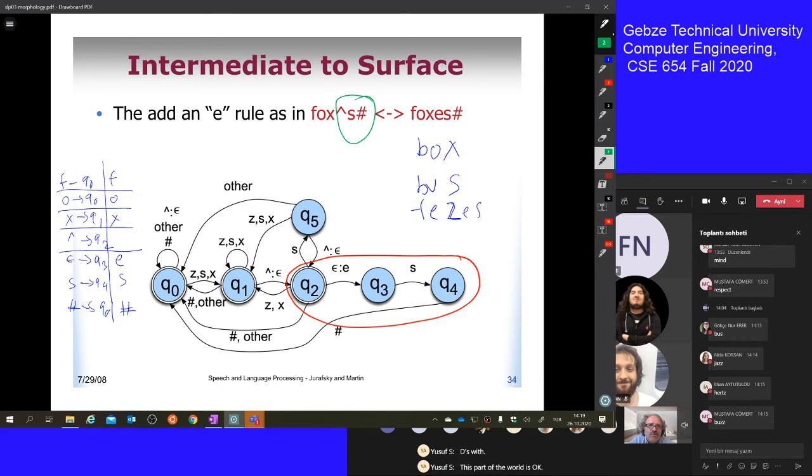So this is intermediate to surface, but if I just change the inputs and outputs the opposite way, it can deal with the other stuff.